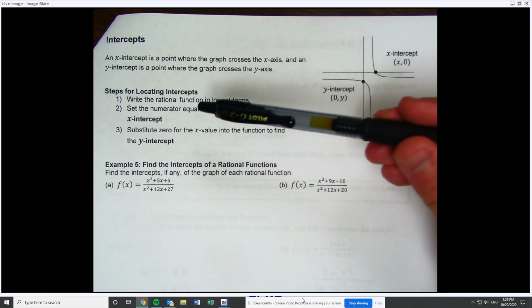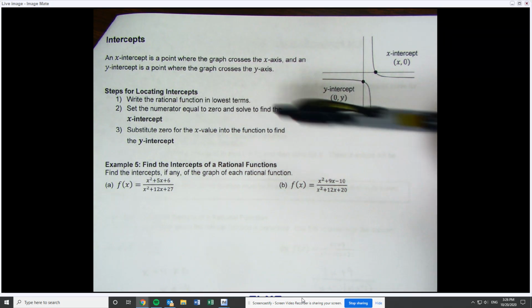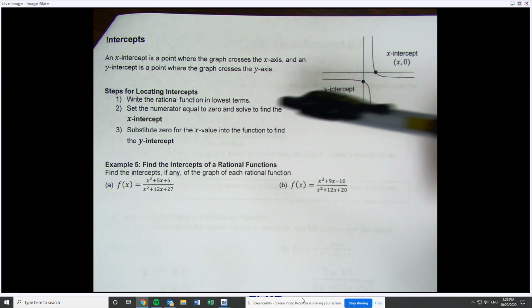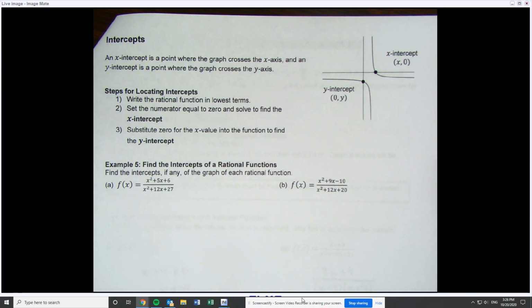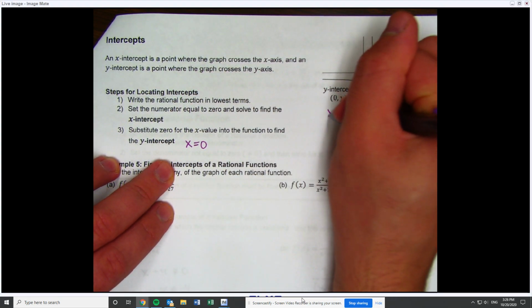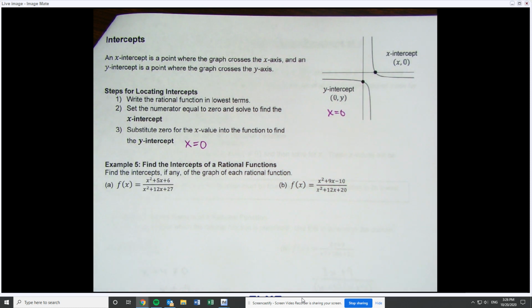So what we do is we set the numerator equal to 0 and then just solve. Because if the numerator is 0, the whole thing's 0. Well, finding the y-intercept, that one's pretty neat to do because for the y-intercept, we are guaranteed to have x equals 0. That's always going to be the case. So for the y-intercept, x equals 0. So that means all we got to do is substitute 0 in for x and solve.